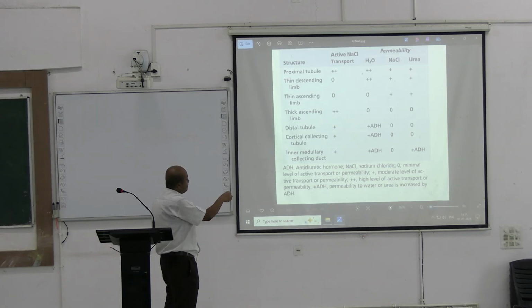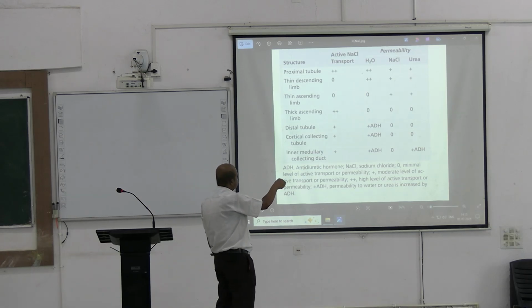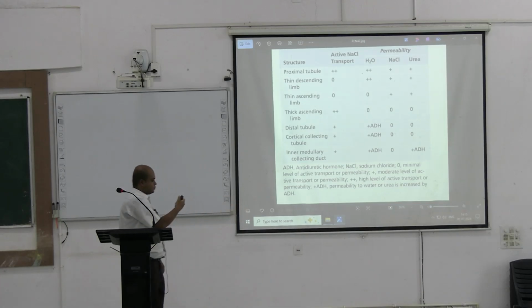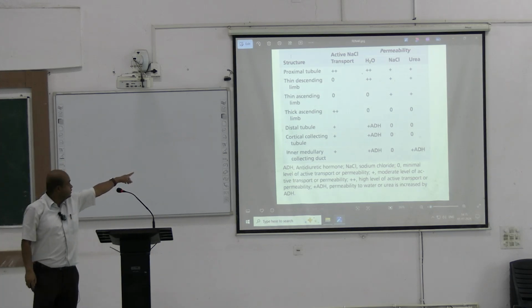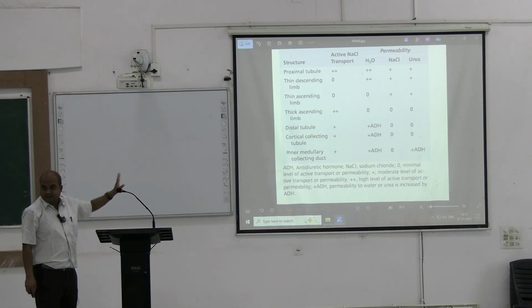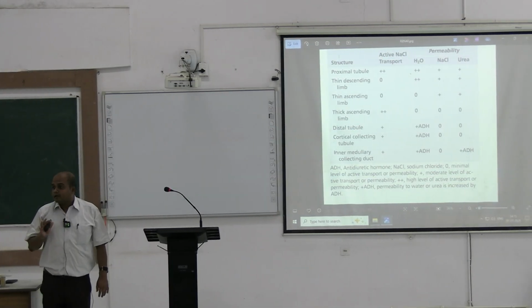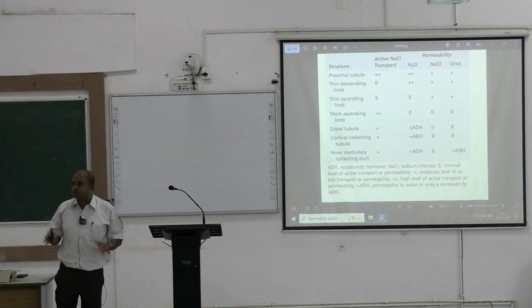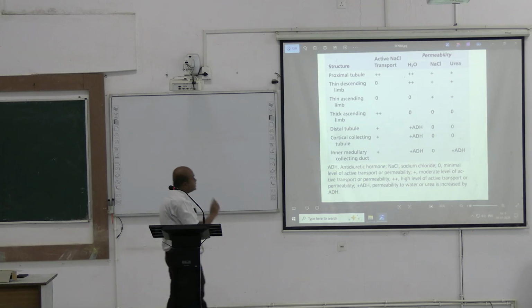It is not permeable. See, thick ascending limb, permeability to NaCl, it is written 0. Not permeable means simple diffusion is not occurring, that is, passive transport is not occurring. Transport can be active or passive, as you have read in general physiology. Passive transport is not working, but this active NaCl transport is working.